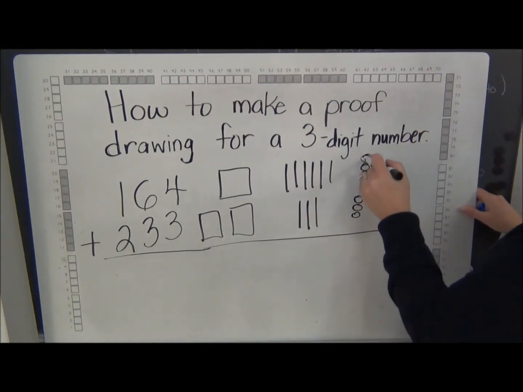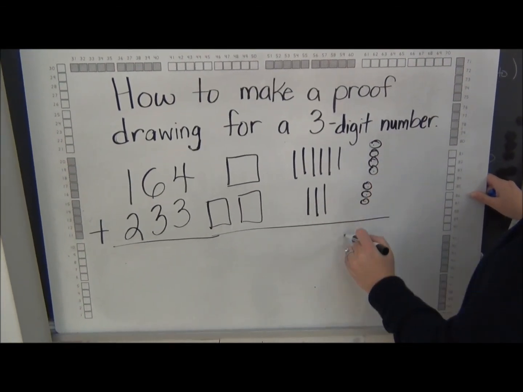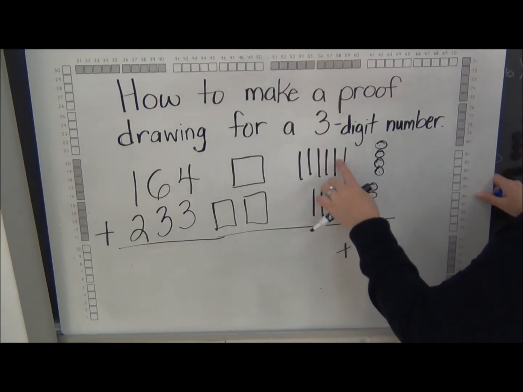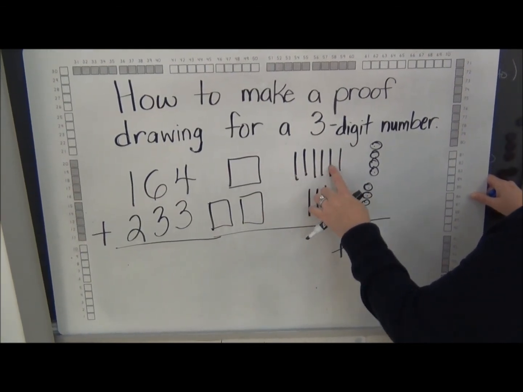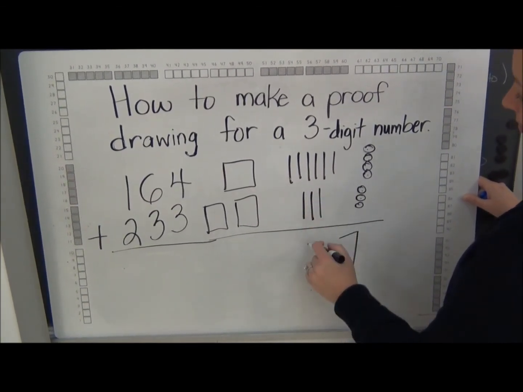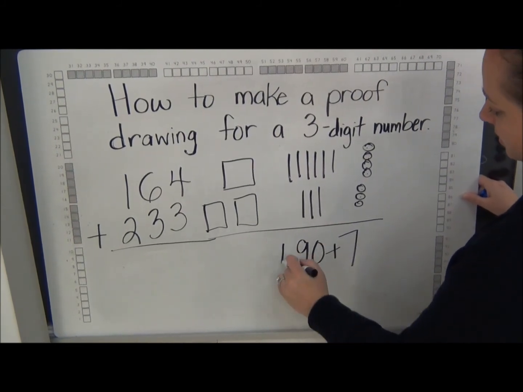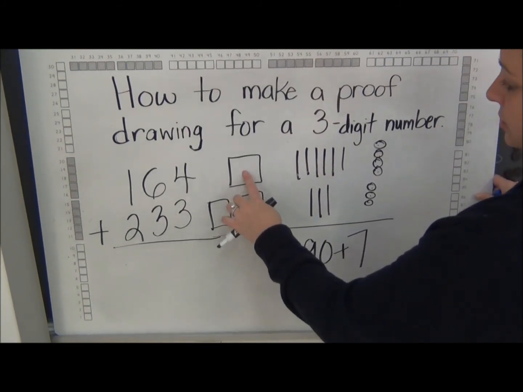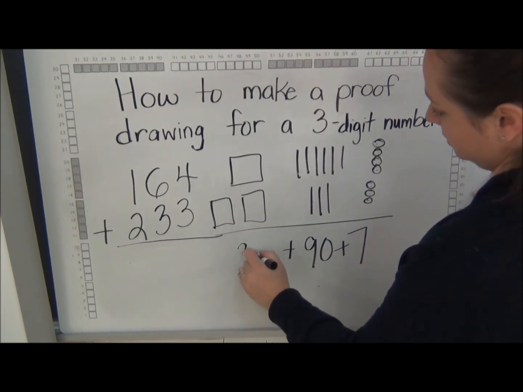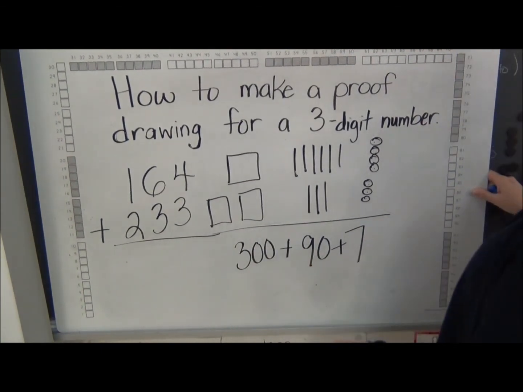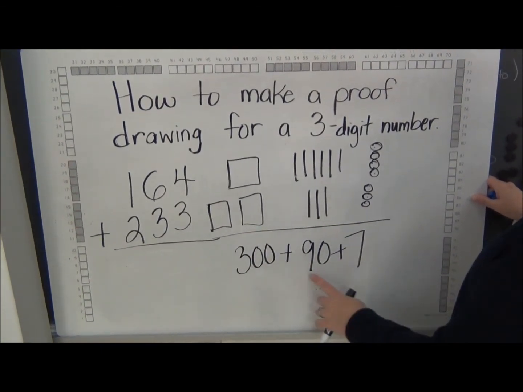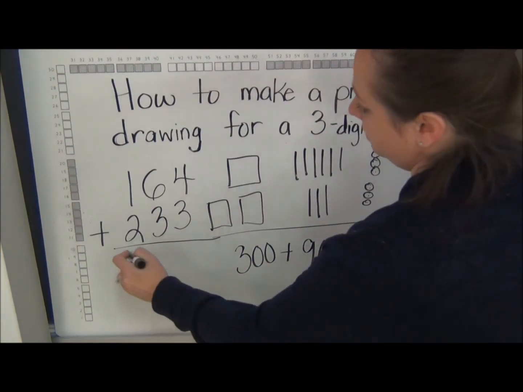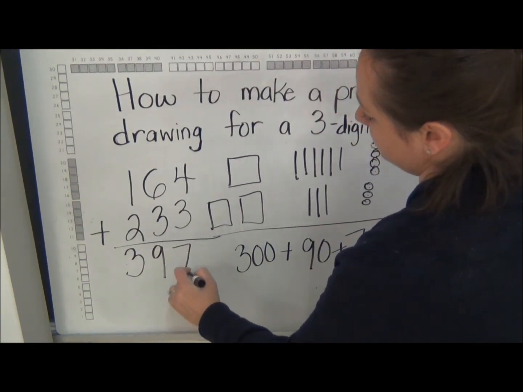Add them up. 1, 2, 3, 4, 5, 6, 7. 10, 20, 30, 40, 50, 60, 70, 80, 90. We do not need to make a new 100. There are not 100 10s. 100, 200, 300. So the students would add that up. 300 plus 90 plus 7 will give them 397.